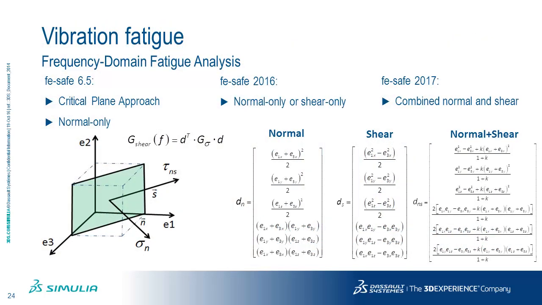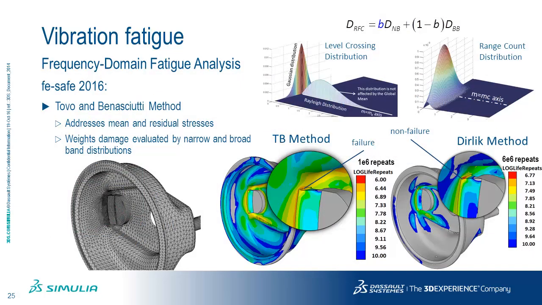So this slide is just to show you the progression of the technology. When we started in the frequency domain, after Dirlik, that was before 6.5 even, right? In 6.4, we then added critical plane method for the normal only, then went to normal or shear, and the latest is we can combine them.